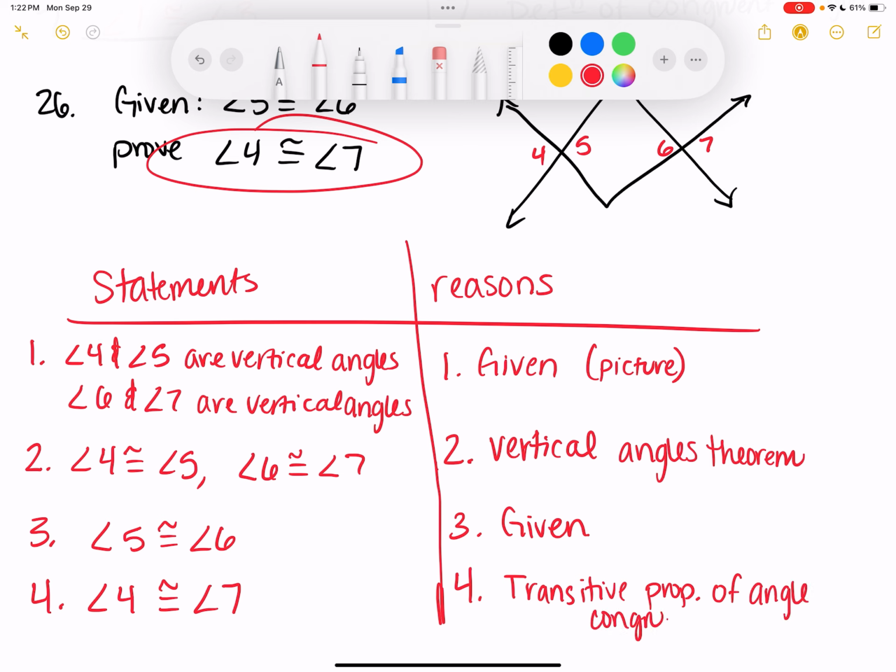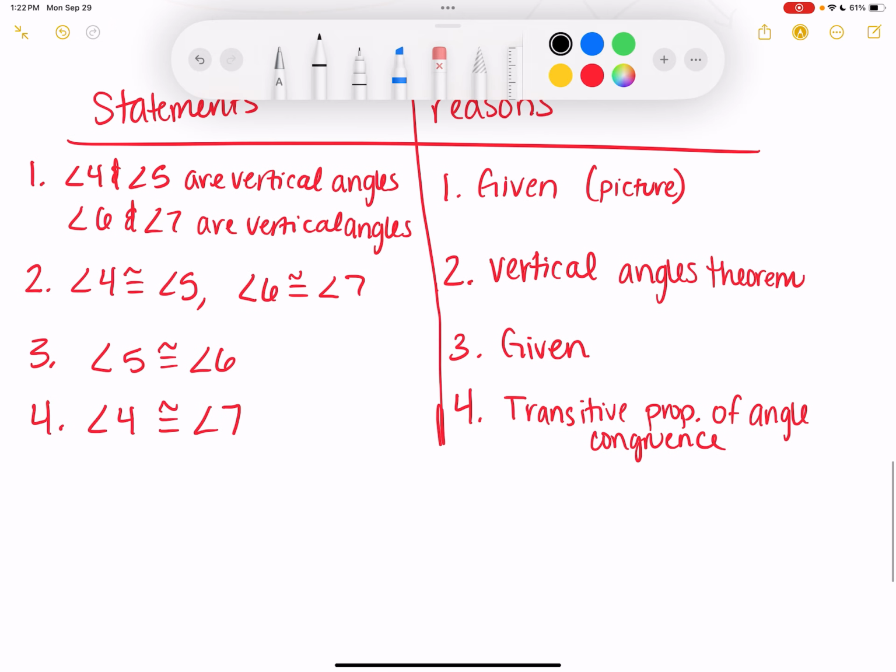And again, in the problem, it gave you a plan for the proof, and it says use transitivity to show that, so that would have been your hint there. All right, one last thing I'm going to briefly show you, and then I'll give you your problems. Number 28.